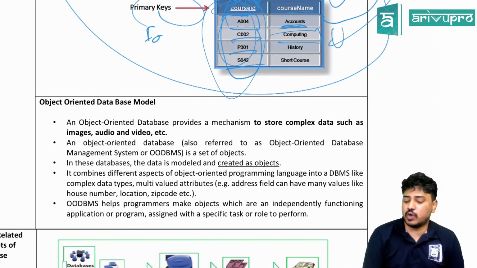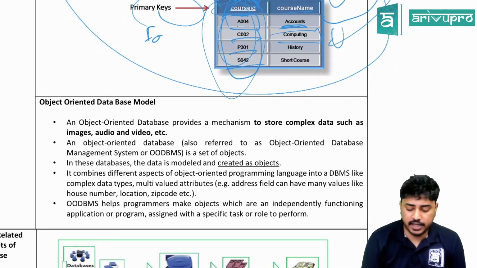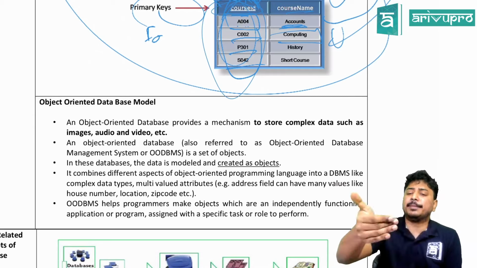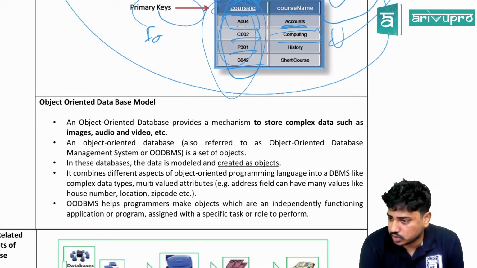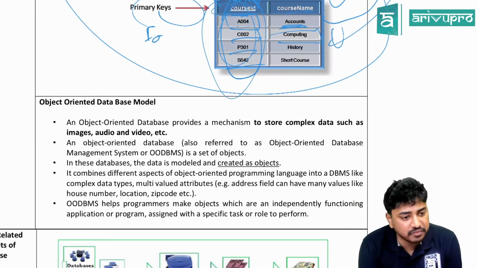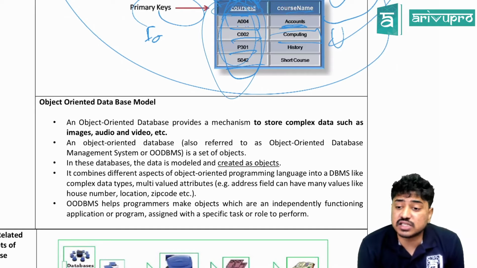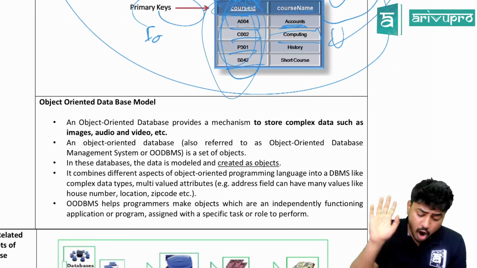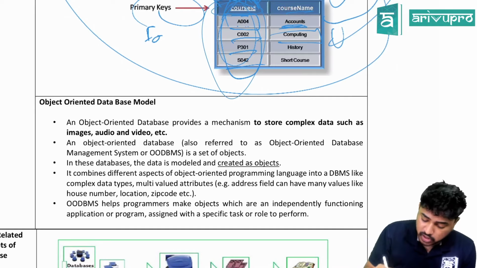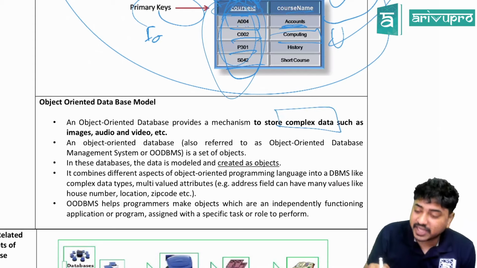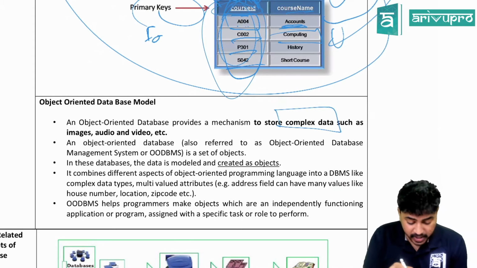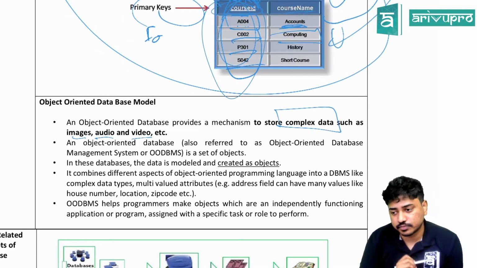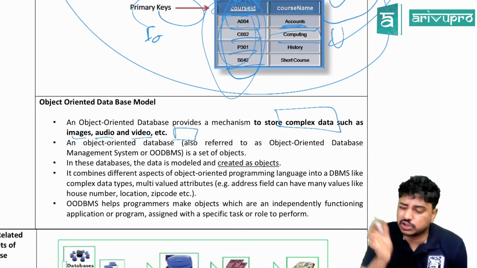Done. Last one, that is the object-oriented database model. Now, this is a more updated version of the relational database model. See, the relational database model can only store some text and numbers. The object-oriented database model can store complex data like image, audio, video, and other objects also.